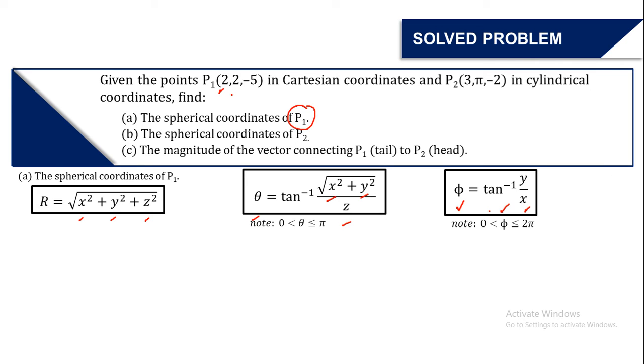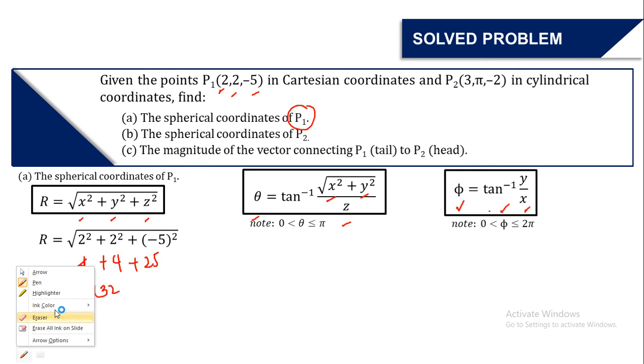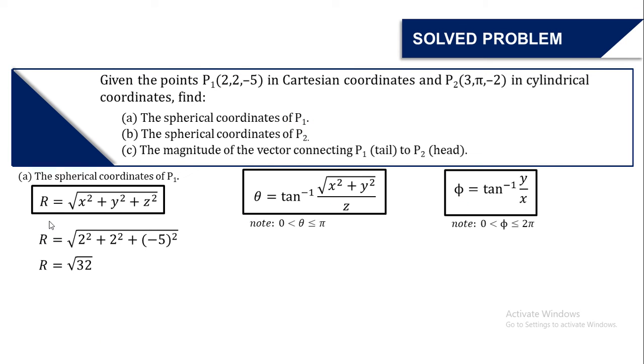So 2 squared plus 2 squared plus negative 5 squared. Ganito yung itsura niya. Okay. Then simplify pa natin. Ito kasi magiging 4 plus 4 plus 25. So that's 33. Right? So therefore, yung ating R, small letter R, is equal to the square root of 33, and it is equal to 5.745. Okay? Next, we now have the angle theta.